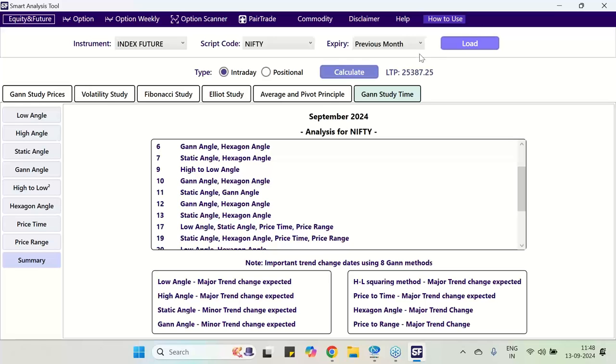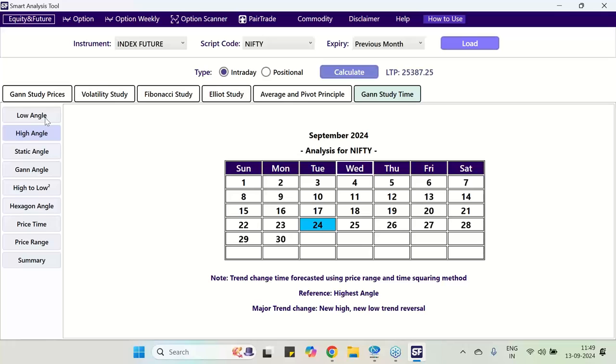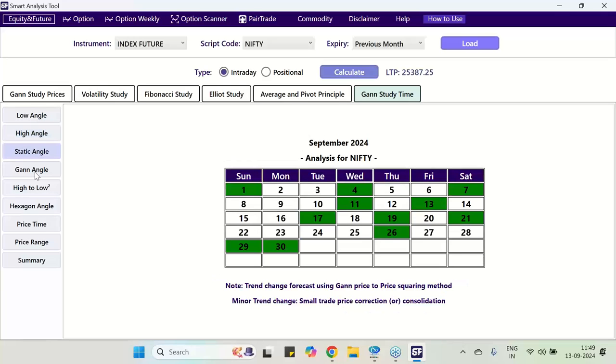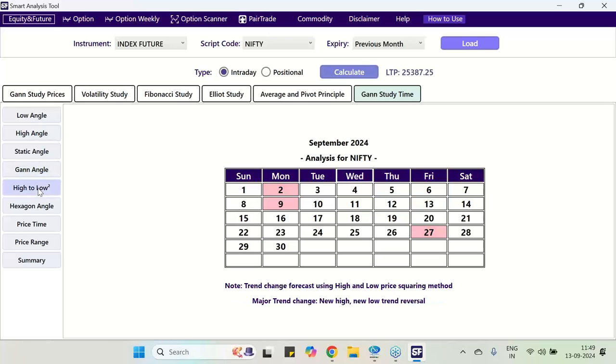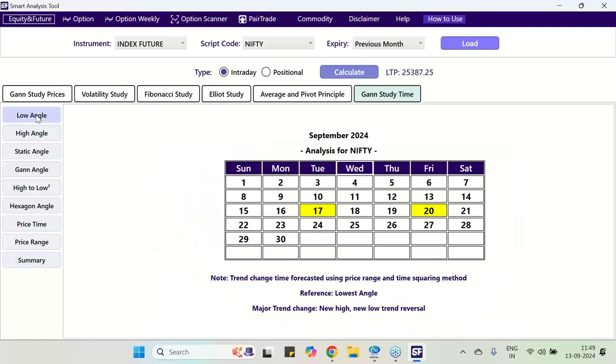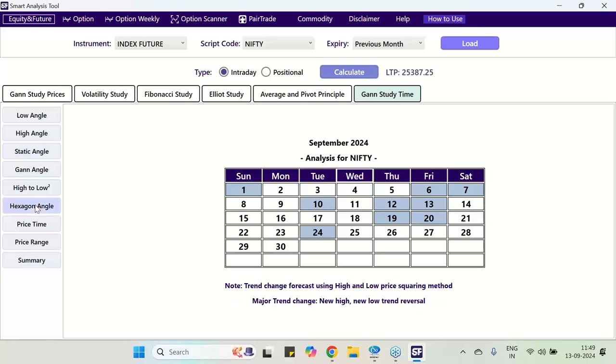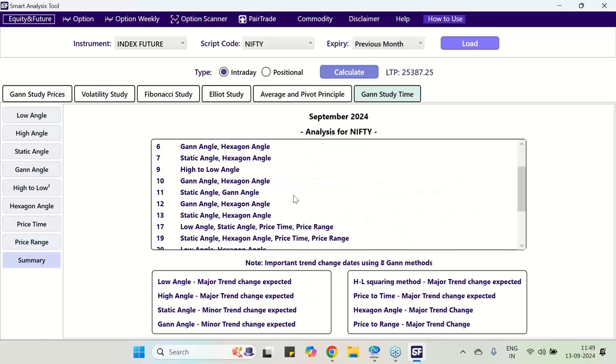What I did here, I have done the trend reversal analysis for Nifty. These are the Gann methods: low angle method, high angle method, static angle method, Gann angle method, high to low square method, hexagon angle method, hexagon trend reversal date calculation, price and time square method, price range and time square method, and this is the summary tab. So 8 methods are there, and a summary.